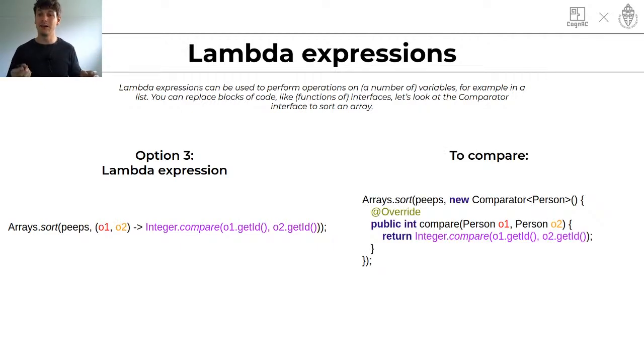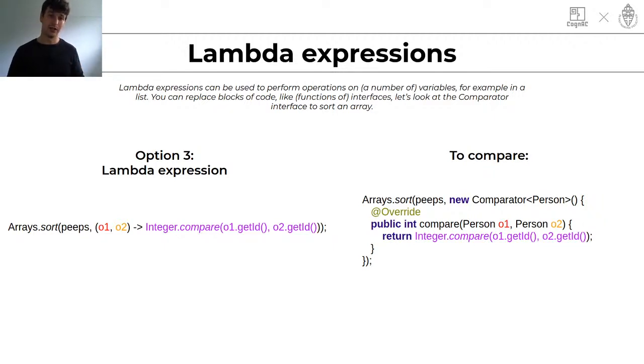So if you compare it to the anonymous class that we saw before, on the right hand side you can see that the compare method has two input parameters, person01 and person02, and then the return statement Integer.compare(o1.getID, o2.getID). If you look at the Lambda expression, we can see this exact same setup. So we have two input variables, o1 and o2, and one return statement being the Integer.compare.